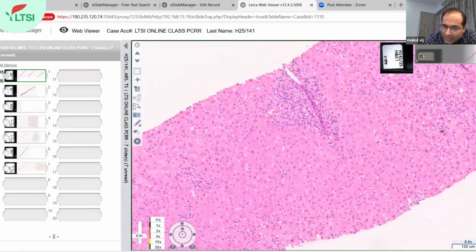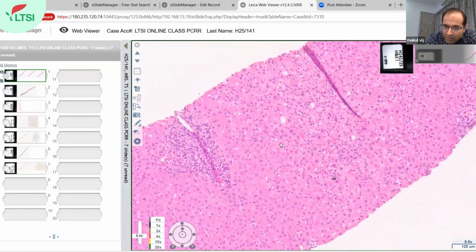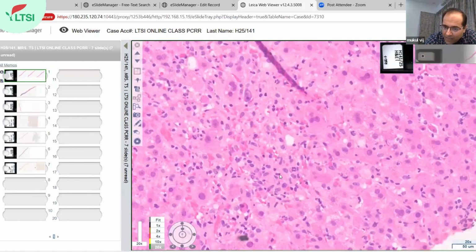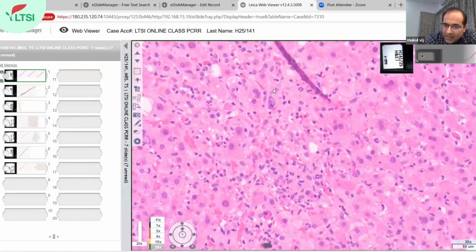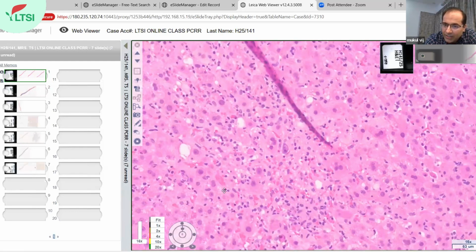Then we go to the adjacent area. This is a central zone here. Here again we'll go in the high power. Again, there are a lot of plasma cells here. Most of the cells again are large plasma cells. You can see very amphophilic cytoplasm, some perinuclear clearing, and this cartwheel kind of chromatin. These are all plasma cell clusters in the central area.